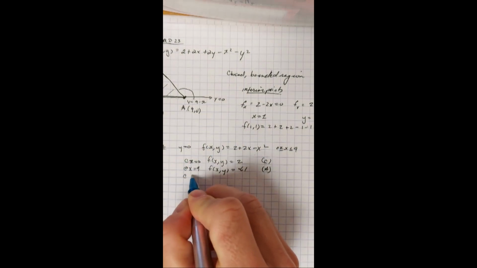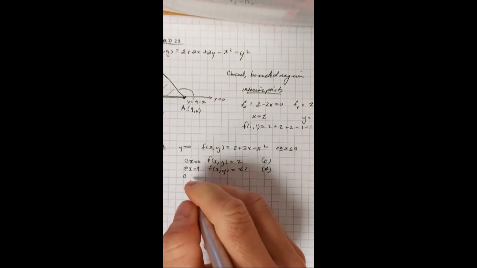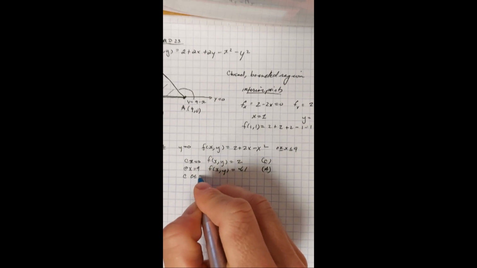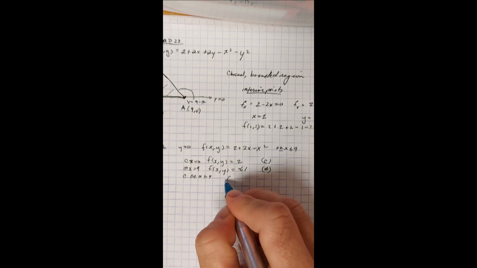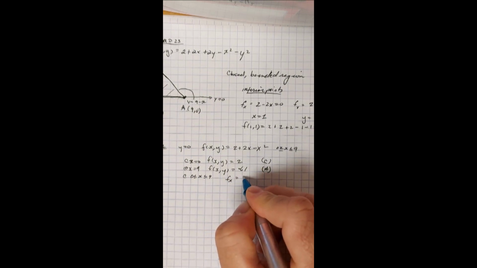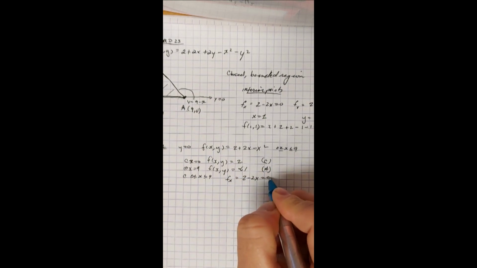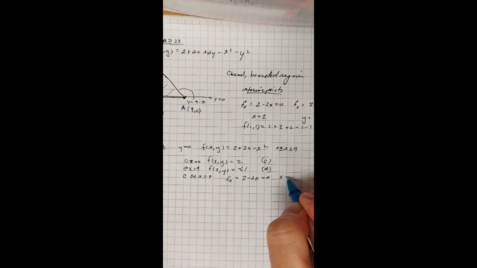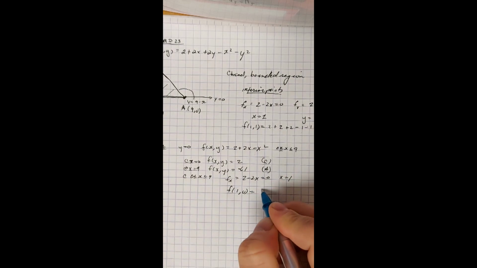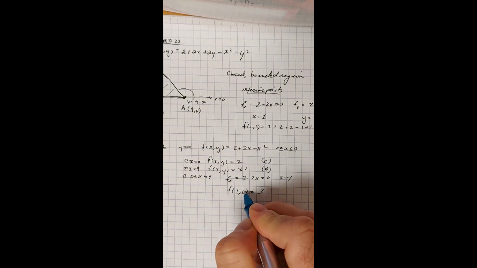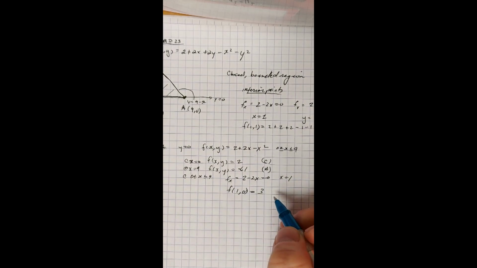And then in between, for 0 less than x less than or equal to 9, f_x is 2 minus 2x equals 0, so x equals 1. So f(1, 0) is going to give us 3. All right, let's consider the other two segments.